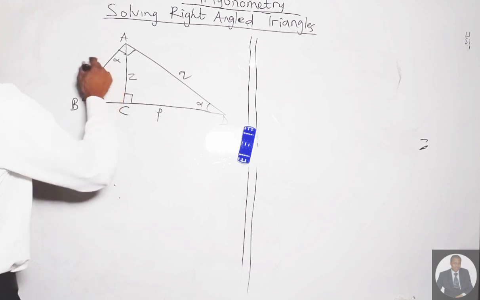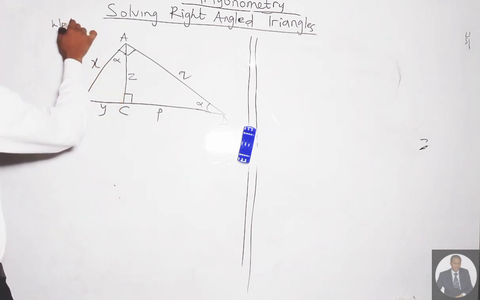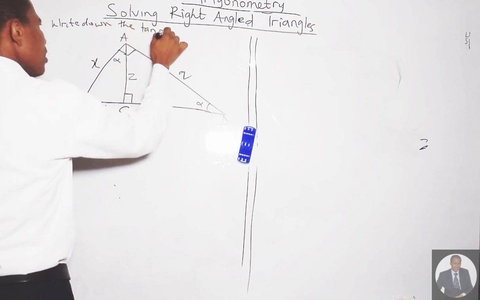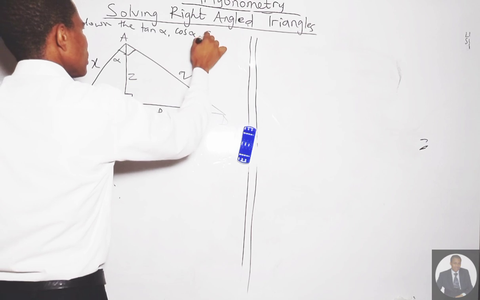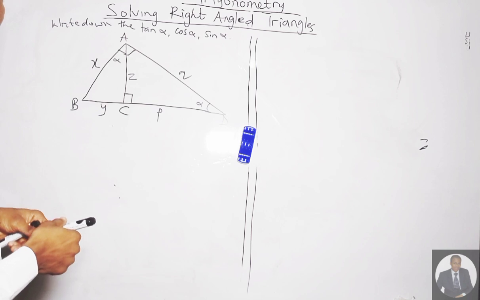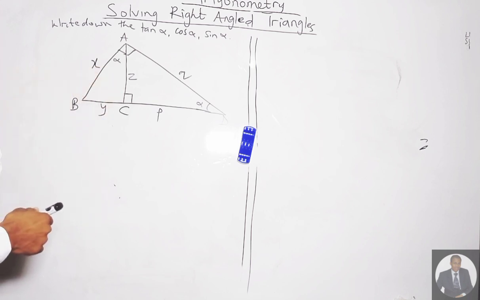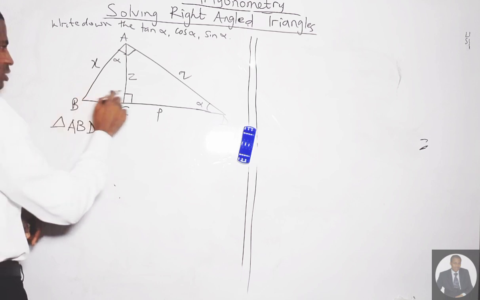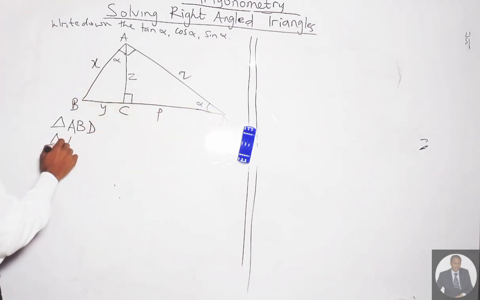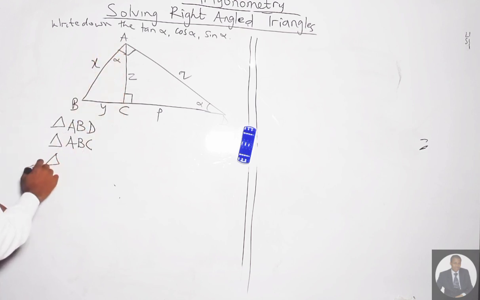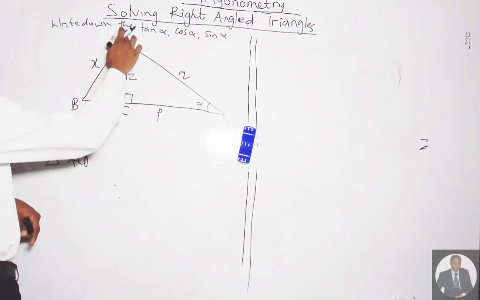Now, what's the question? We should write down tan alpha, cos alpha, and sin alpha from this very figure. Now, how many triangles are here? We have 3 triangles here. We have triangle ABD, that's the biggest triangle. We have triangle ABC, and then we have another triangle ACD.